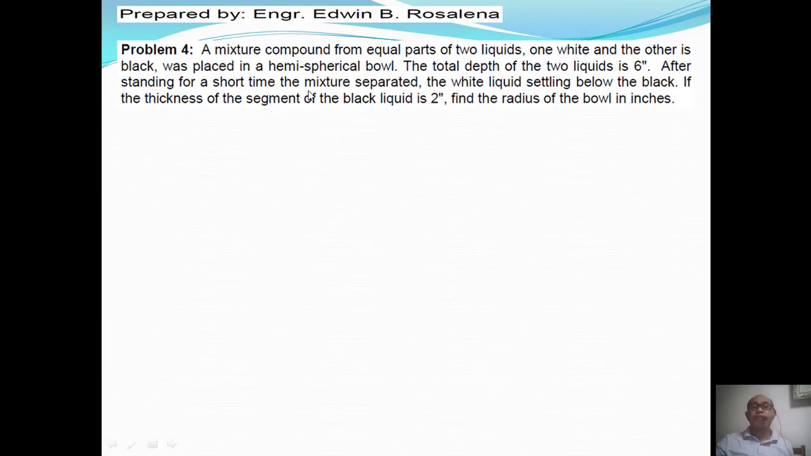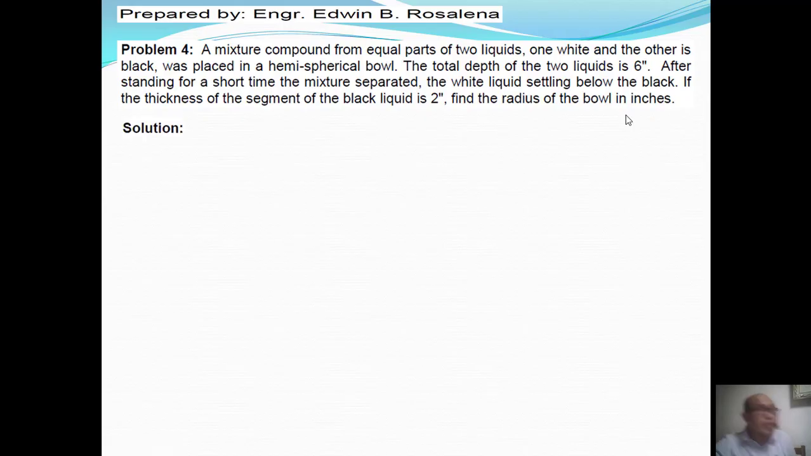So, after standing for a short time, the mixture separated, the white settling below the black. When the liquid settles, nag-separate sila, the white is below the black. So, the thickness of the black liquid is 2 inches. Find the radius of the bowl.